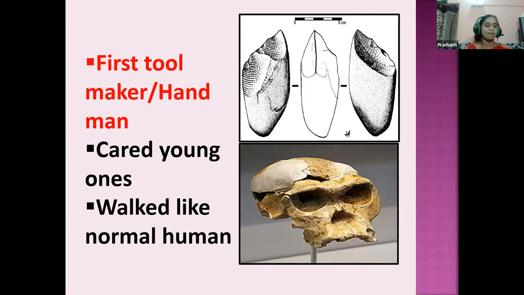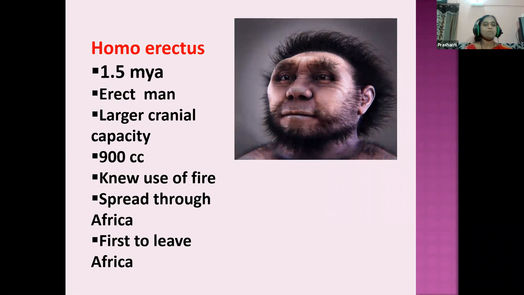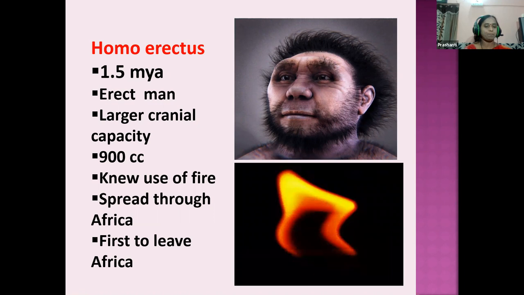Next, from Homo habilis comes Homo erectus. They are called erect man, which appeared 1.5 million years ago. Their cranial capacity was 900 cc. They knew the usage of fire. They spread through Africa, and they were the first to leave Africa.